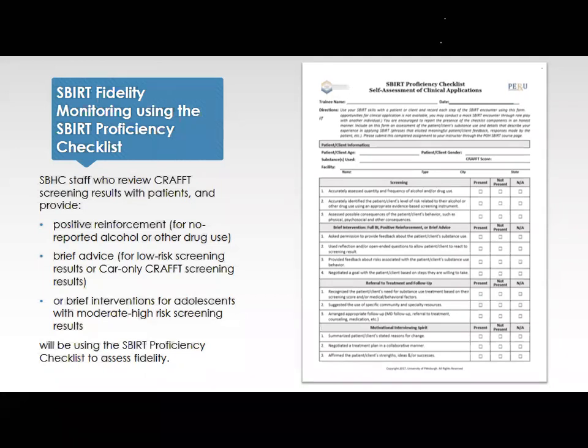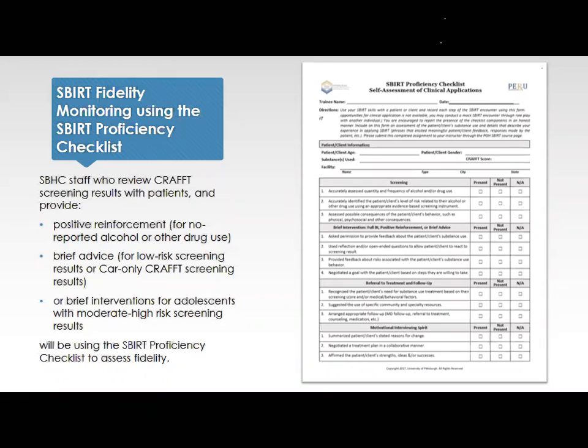So I'm going to get into more detail in a second, but basically we are going to ask all providers, practitioners in the school-based health center that are doing SBIRT, so screening, looking at the screening results with the patients and providing counseling, to do the checklist, and we'll talk more about that.